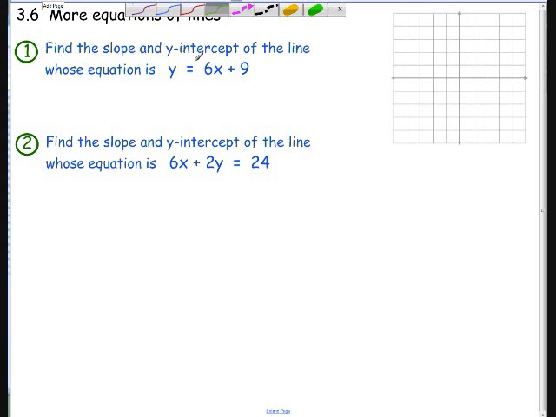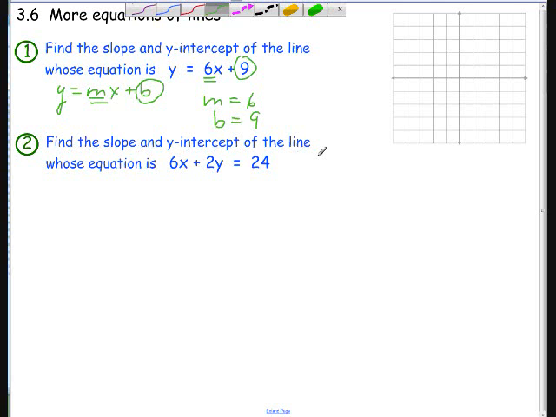Find the slope and y-intercept of the line whose equation is y equals 6x plus 9. This couldn't be easier, right? y equals mx plus b. So my m is right there, and my b is right there. My m equals 6, my b equals 9.